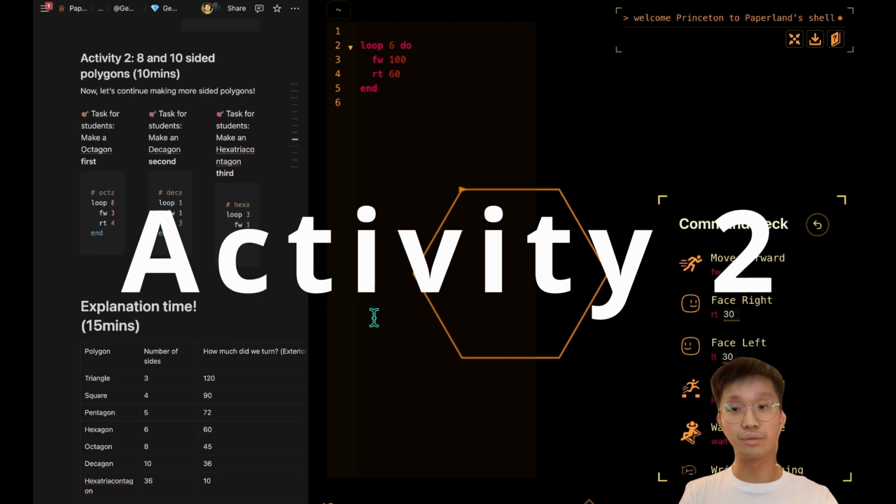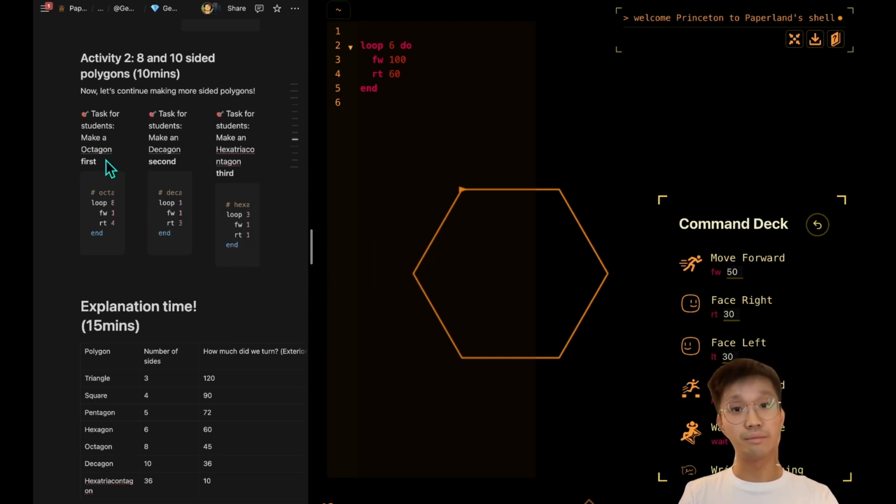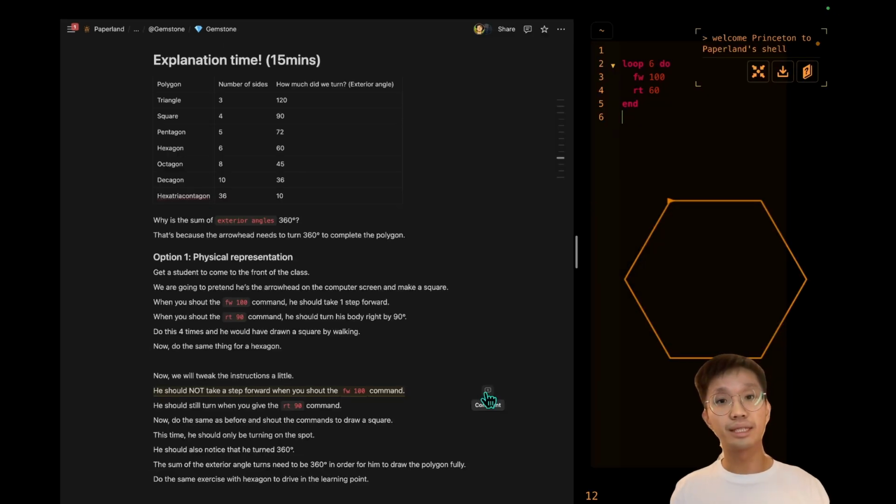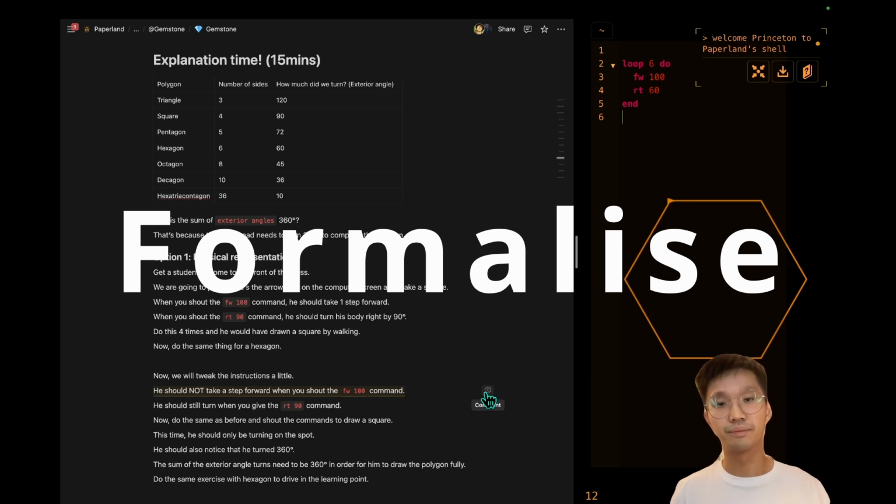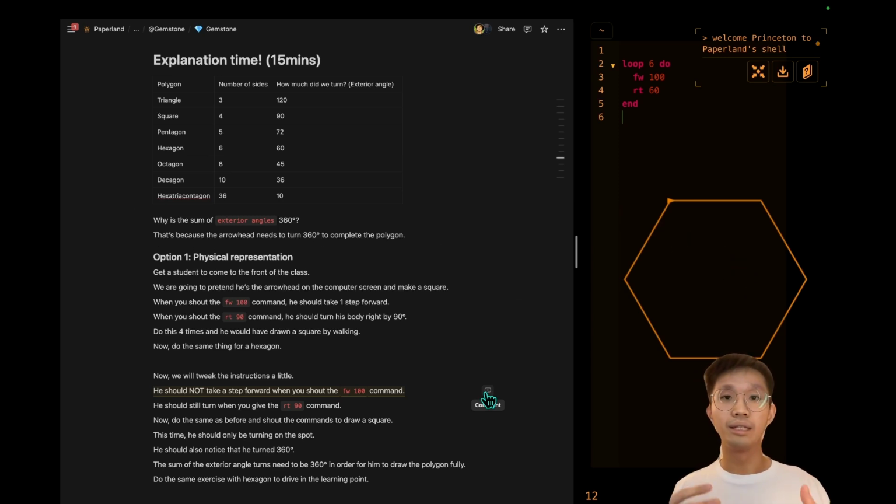So in activity 2, students are to draw an octagon, a decagon, and a hexatriacontagon. When the students are done with activity 2, it's time to formalize their learnings here. By filling up the table, they should have further validated their observations from before, which is that the number of sides of the polygon multiplied by the exterior angle should give you 360. Or put it a different way, the sum of the exterior angles or the turning angles should be 360 degrees.